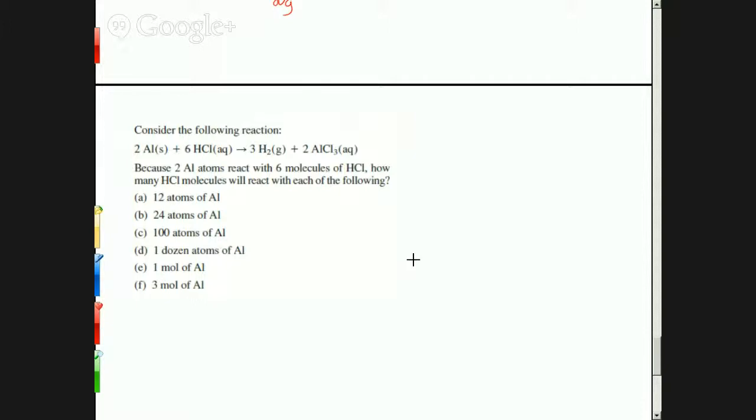Because 2 aluminum atoms react with 6 molecules of HCl, how many HCl molecules will react with each of the following? So if we've got, instead of 2 atoms, if we have 12, how many HCl's do we need? Does anybody see that right off? How'd you come up with 36?